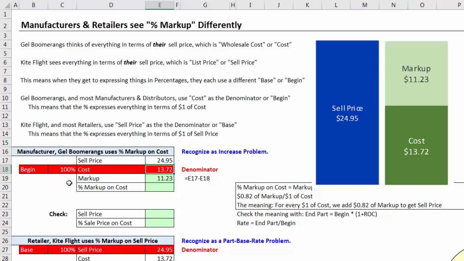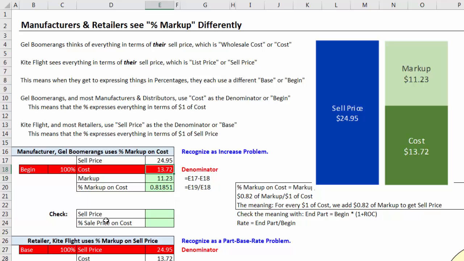Now let's look at our two examples. Manufacturer Gel Boomerang, of course, uses percentage markup on cost. Sell price, cost, markup. Here's our percentage markup on cost equals, notice, in the numerator is markup. And now we divide by, and the denominator is the cost. When I hit enter, the meaning of that number, percent markup on cost, is how many pennies of markup for every $1 of cost.